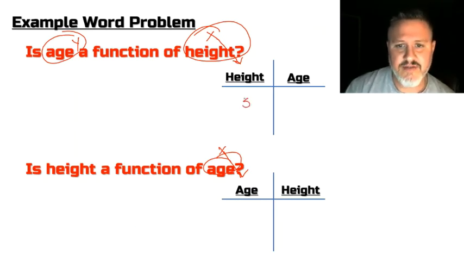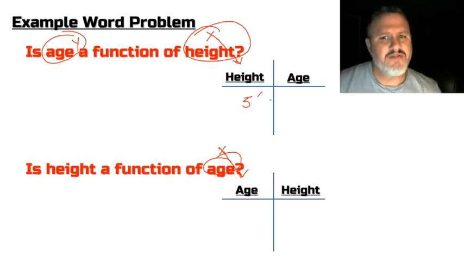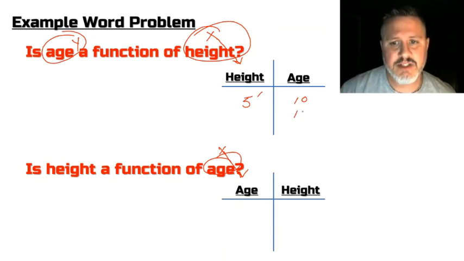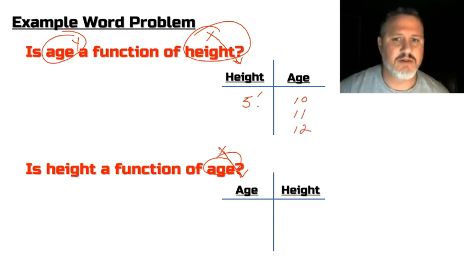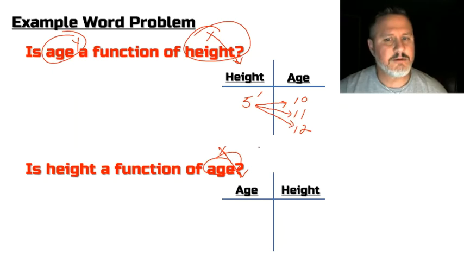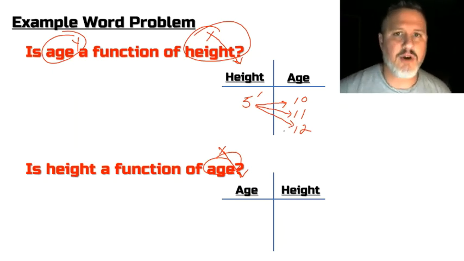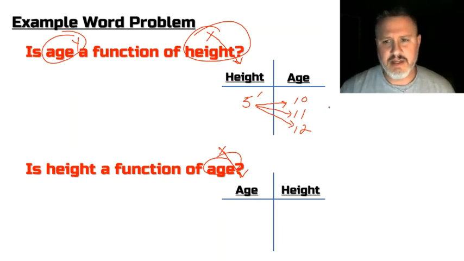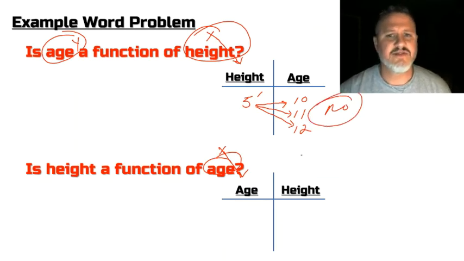Let's say that you're 5 foot tall. Could you be 5 foot tall at age 10? I'm just going to put some ages over here and think, is this possible? Could I be 5 foot tall at age 10, 5 foot tall at age 11, 5 foot tall at age 12? Is that possible? Yeah, at some point you're going to stop growing and you're going to be the same height for a very long time until maybe you get very old and start shrinking. So this would be a no. This does not look like a function because each domain does not have exactly one range. There are a lot of ranges, right?